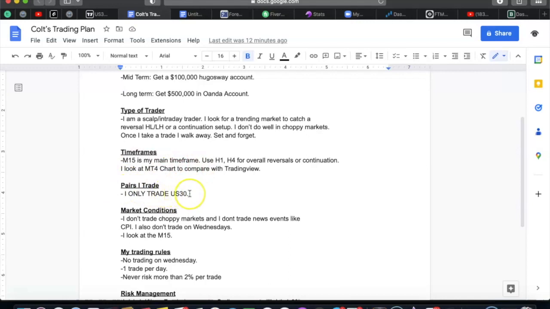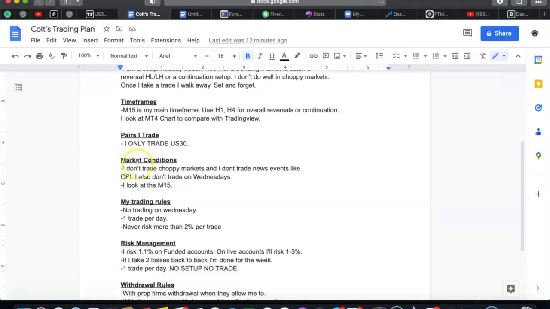Pairs that you trade, I only trade US 30. Market conditions, I don't trade choppy markets, and I don't trade news events like CPI. I also don't trade Wednesdays. I look at the minute 15 time frame. I don't know why that's there. That shouldn't be there. Delete that.